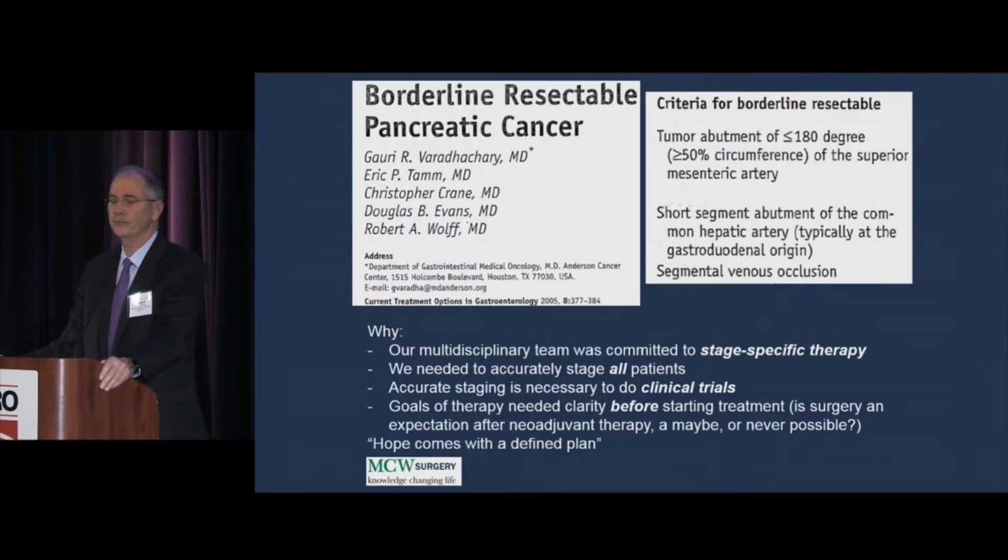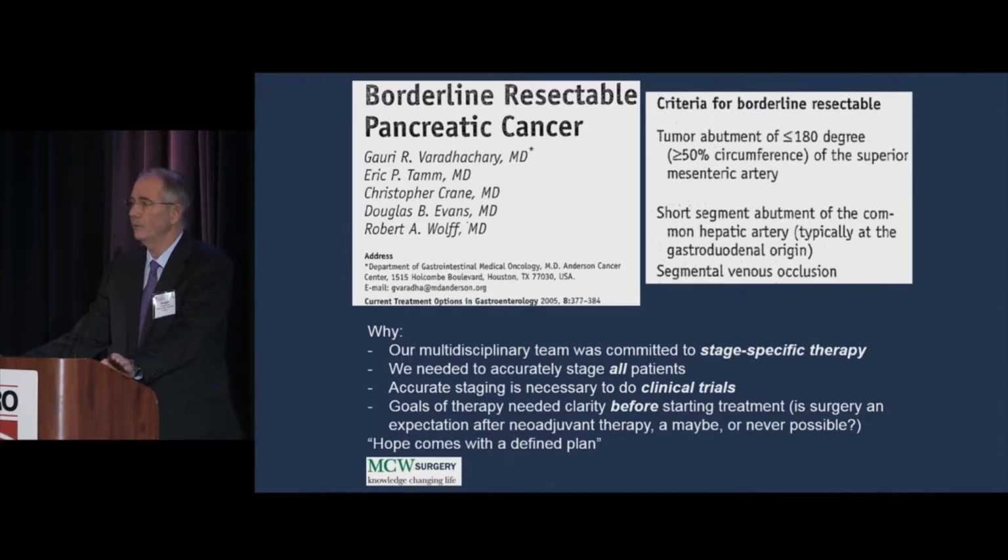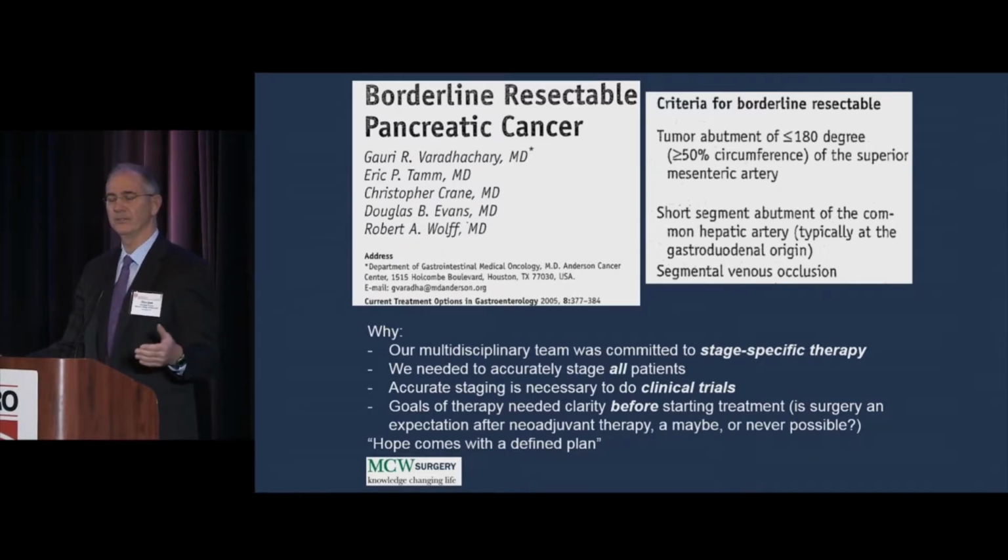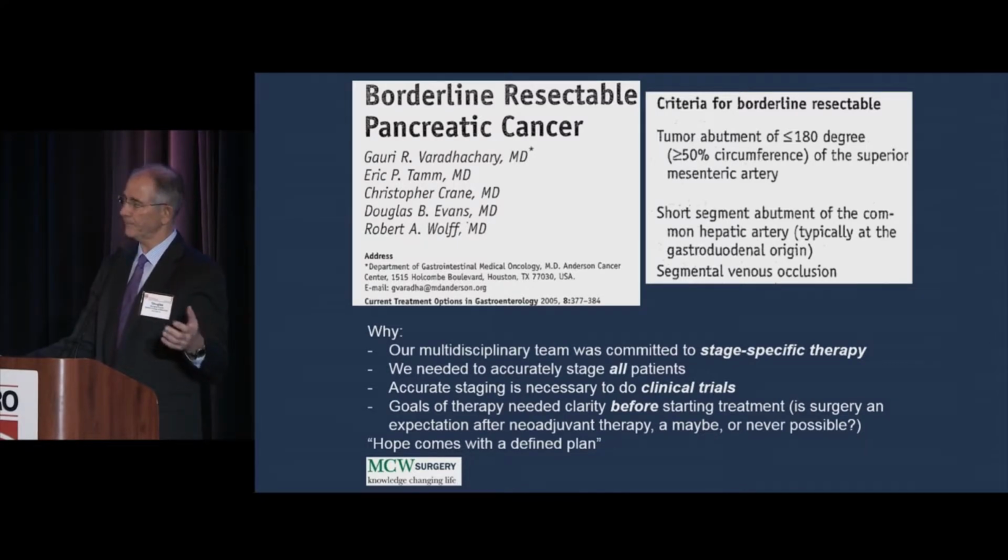This was the first manuscript that Gauri Varadhachary put forth on the borderline category, and that was because we were doing clinical trial-based therapy for virtually all patients, and we realized for the first time, really, that we couldn't simply categorize patients as resectable based on their CT scan and locally advanced. There was something in between, as I showed you with those illustrations, where the tumor would then extend to the superior mesenteric artery. And the reasons for this are listed here.